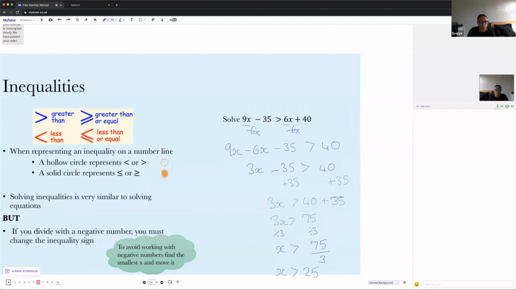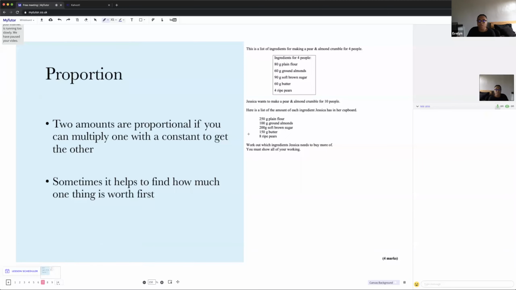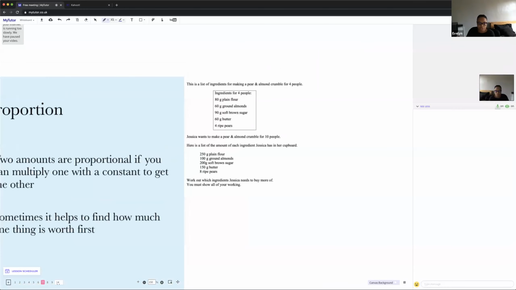So let's have a look at proportion quickly, and then we will have a look at exam techniques. So proportion, 2 amounts are proportional if you can multiply one with a constant and get another. Sometimes it helps to find how much one thing is worth. Now, if we have a look at this question here, I'm going to zoom in.